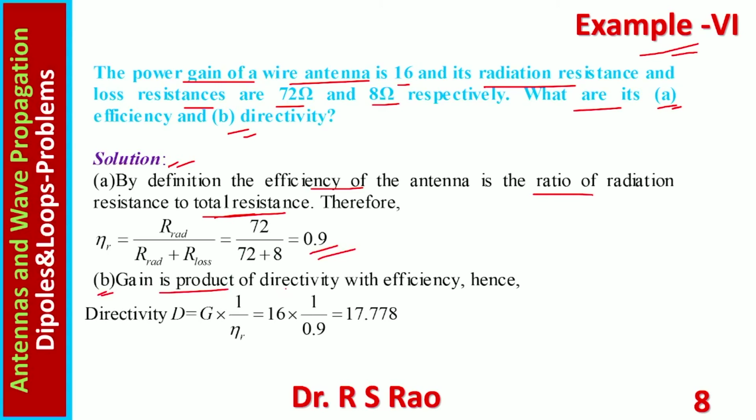B. Gain is the product of directivity with efficiency. Hence, directivity is gain over efficiency. It turns out to be 17.778. Notice gain is 16, directivity is 17.778. Gain is usually smaller than directivity. Not usually, always. Always smaller than directivity, because gain takes losses into account.